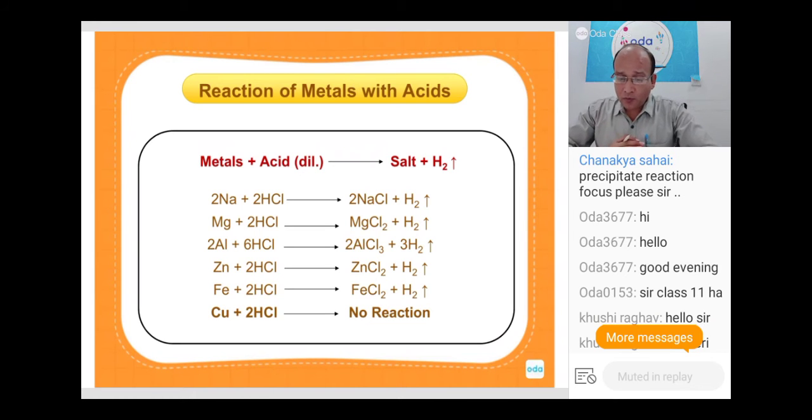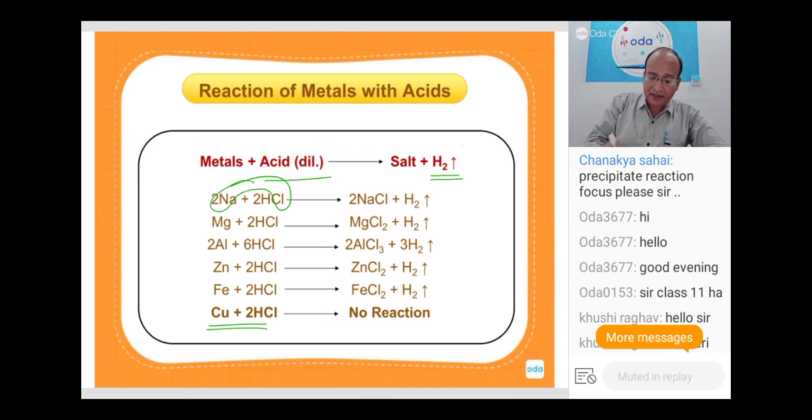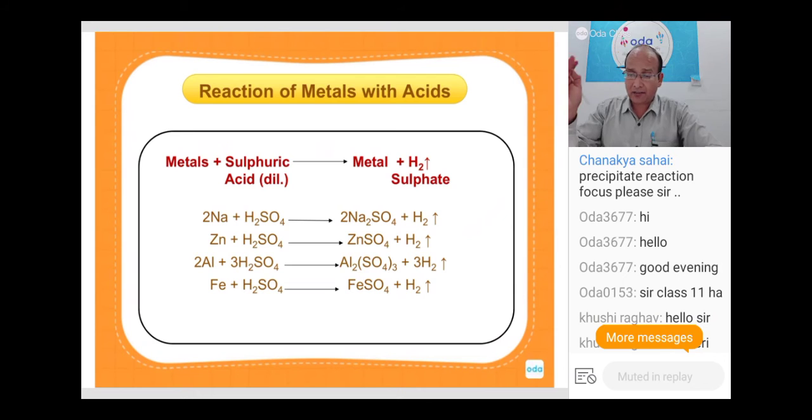Now let's move to the reaction of metals with acids. This is a very simple reaction. Metals which are more reactive than hydrogen in the reactivity series will liberate H2 gas. For example, reaction with dilute HCl: sodium will form sodium chloride salt plus H2 gas will be evolved. Magnesium will form MgCl2, and H2 gas will be evolved. Copper is less reactive, so it will not liberate H2 gas. These metals will liberate H2 gas with dilute HCl solution.